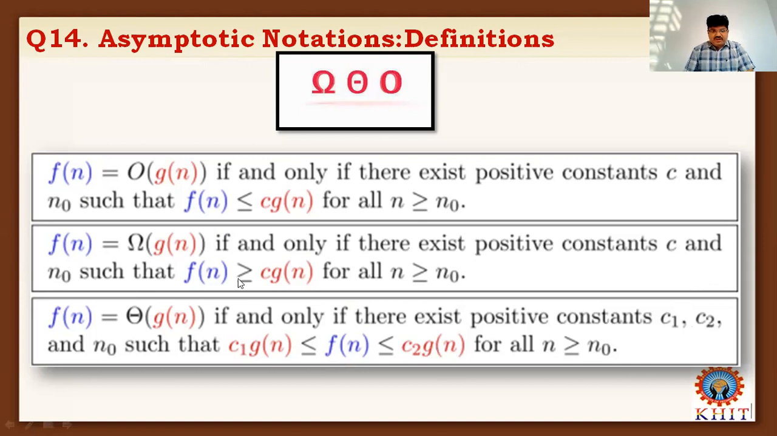Here the given function is greater than or equal to, and here the given function is less than or equal to. When the given function is less than or equal to, it is upper bound. When the given function is greater than or equal to, it is lower bound. When the given function is in between the constant values C1 and C2, it is the average case notation. In this way, we can represent the asymptotic notations.